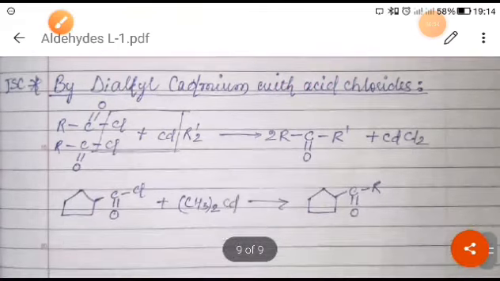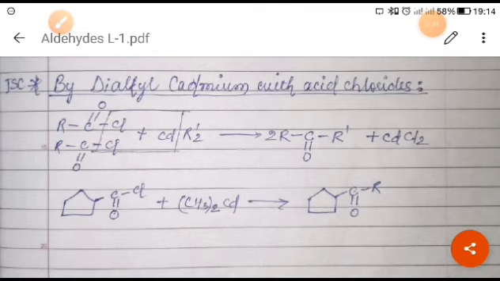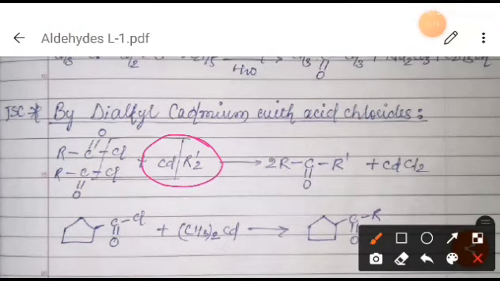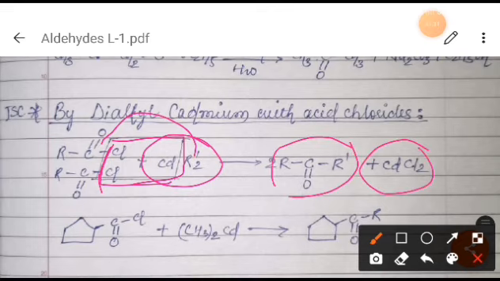Next is by dialkyl cadmium with acid chloride. So here we will use dialkyl cadmium. When we are taking CdR2, R2 or R dash or anything, at that time this Cd is taking this Cl, right, and this R will go and attach here. So what we will get, we will get 2RCOR and CdCl2 will come out from the reaction.